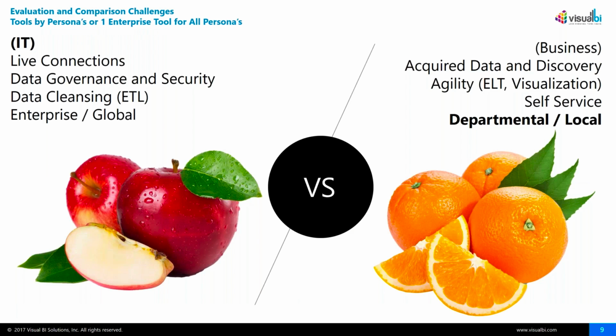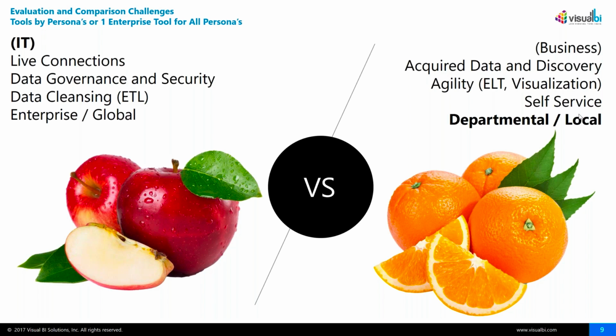So as we go through the webinar, this is going to be a constant tussle where organizations are having to challenge to do a proper comparison, because for IT architects and managers, the evaluation of tools primarily revolves around very enterprise and global thought processes. In terms of architecture, they typically like to use live connections to their data warehouses and data lakes. Data governance and security is extremely important to them, and they want to make sure they are providing very cleansed data to the business. But when we look at it from the business requirements perspective, they want agility.